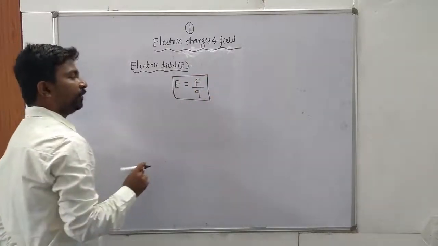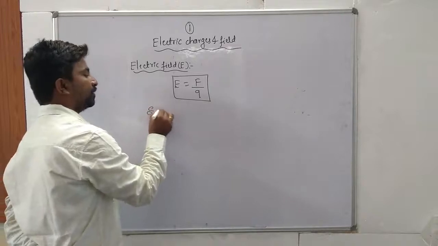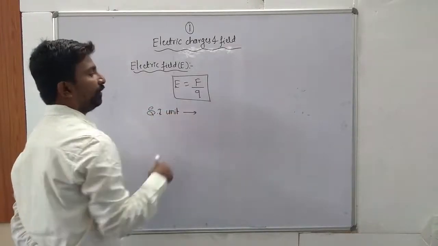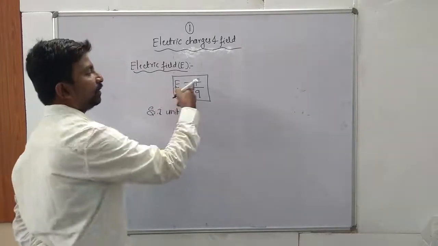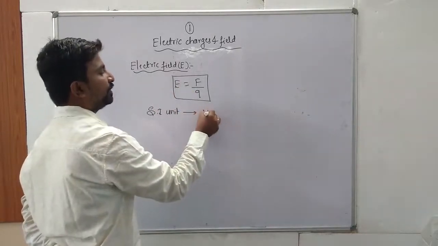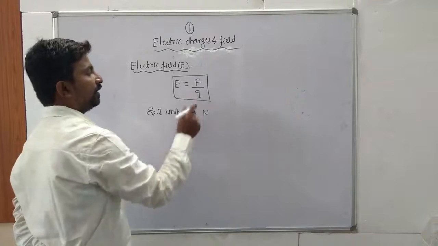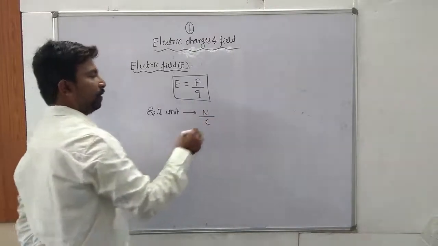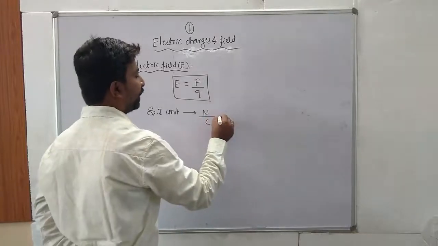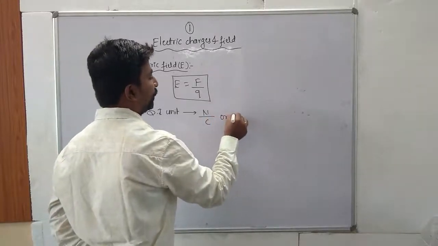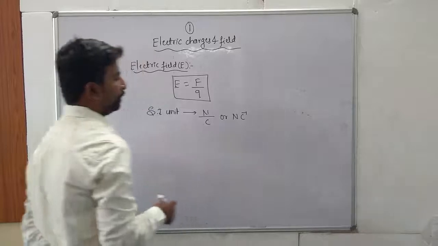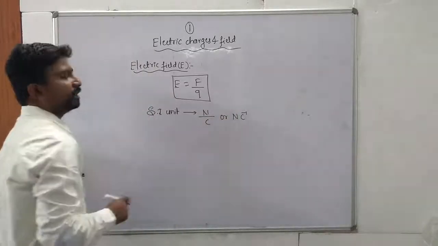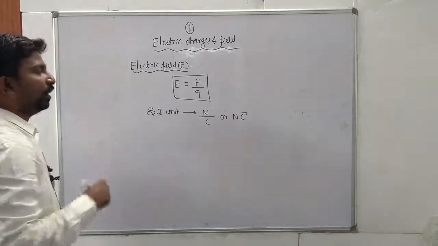So the SI unit of electric field is, so we can write, what is the SI unit of force? It is Newton. The SI unit of charge is Coulomb. So Newton per Coulomb. So the SI unit of electric field is Newton per Coulomb, isn't it? So it's very important for 1 mark.